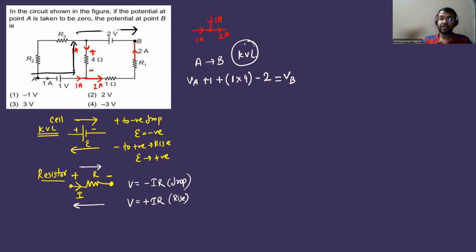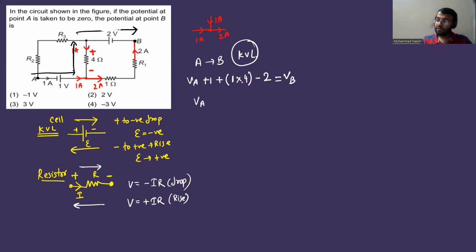So I'm applying KVL to this path. Start from A and then move towards B. Wherever you're starting, A, you take the potential as VA, and then negative to positive rise, 1 plus 1, negative to positive again rise, so plus 4 into 1, and then positive to negative drop, and then I reach B. So this should be equal to the potential of B.